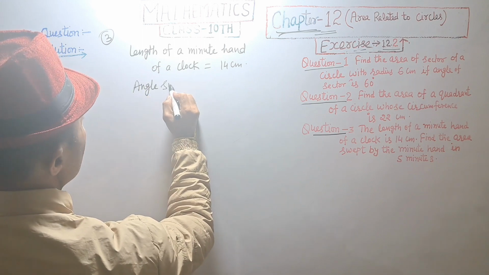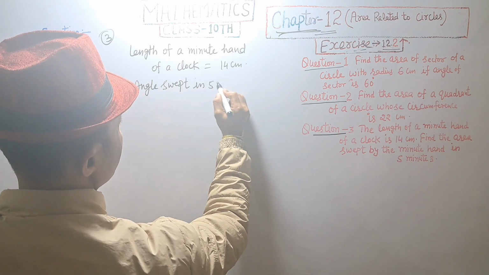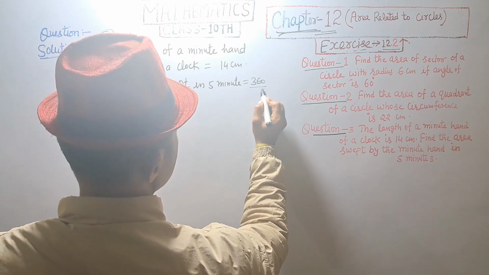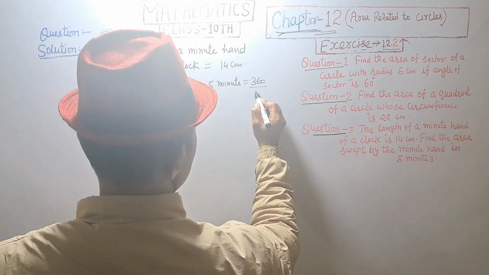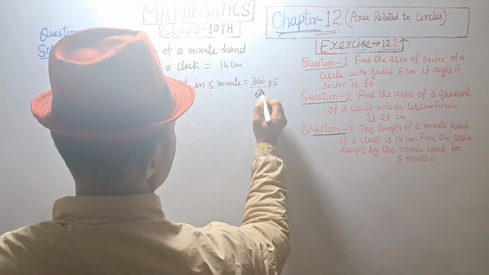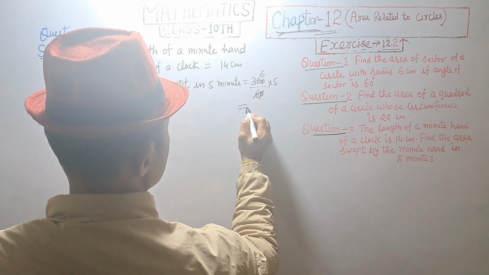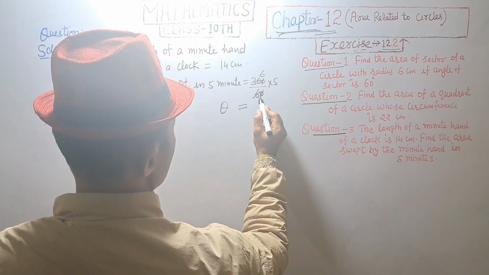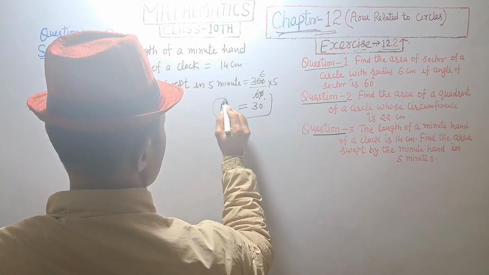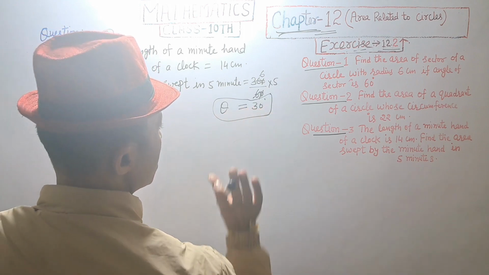Angle swept in 5 minutes is equal to 360 divided by 60 multiplied by 5. 0 is cancelled, and 6 6 are 36. Then angle theta is equal to 6 5s are 30 degree. We get angle theta equal to 30 degree.